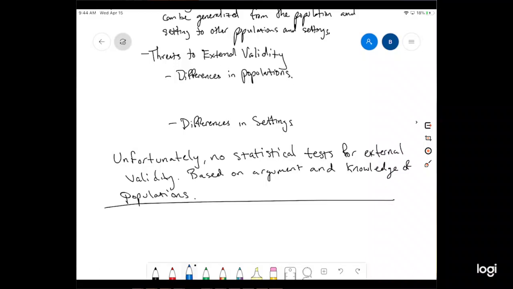So we'll see that the book does this for California and Massachusetts, and they compare the estimates of the effect of class sizes on test scores in California to estimates of the effect of class size on test scores in Massachusetts. Without extra data, we just have to rely on argument.